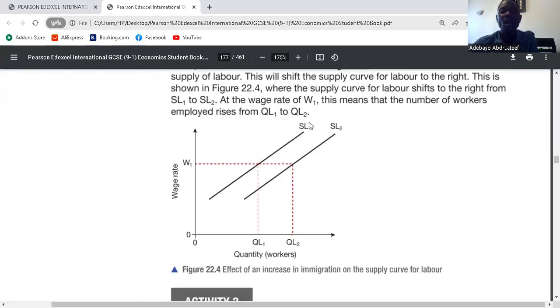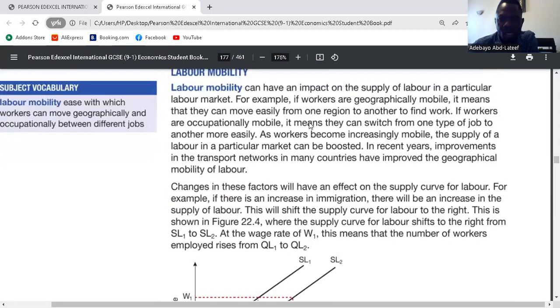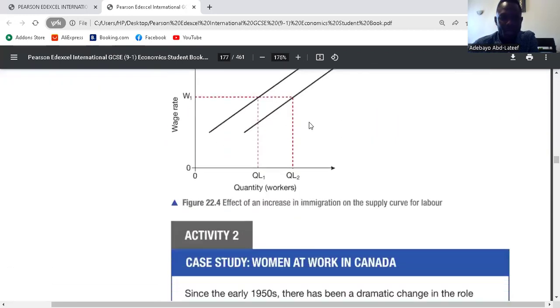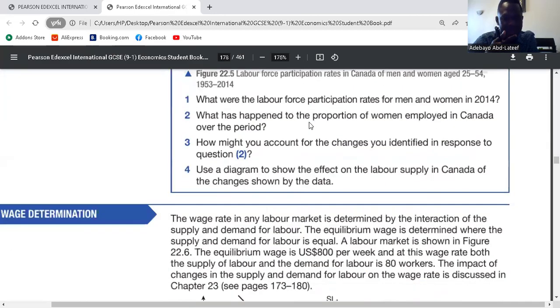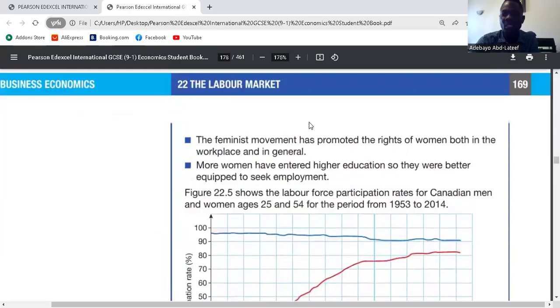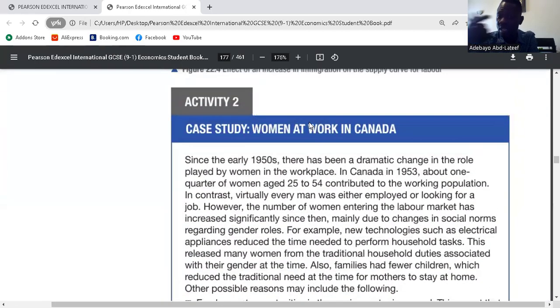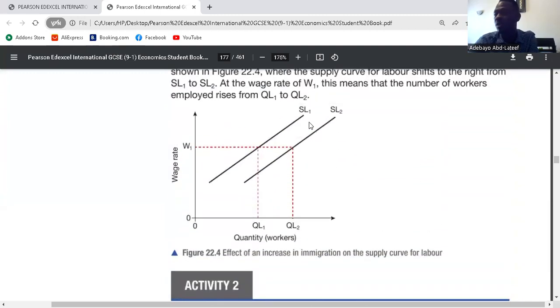So, do they talk about occupational mobility here? No, they did not. Okay, let me just explain that. So, the supply curve will shift rightward if workers are able to move, from SL1 to SL2. But if they are unable to move, it will shift leftward from SL2 to SL1. I think it's clear. Okay.